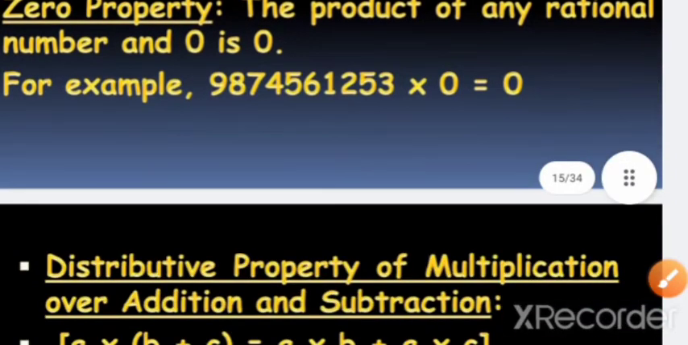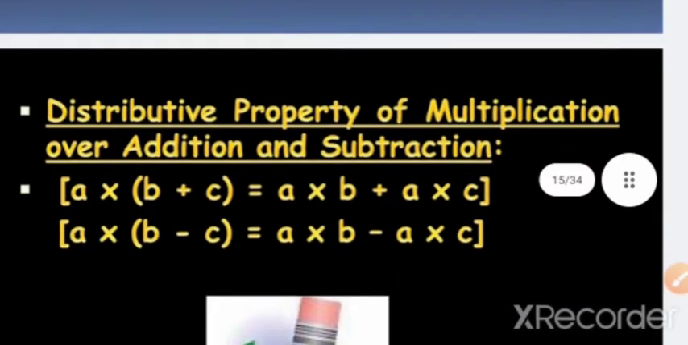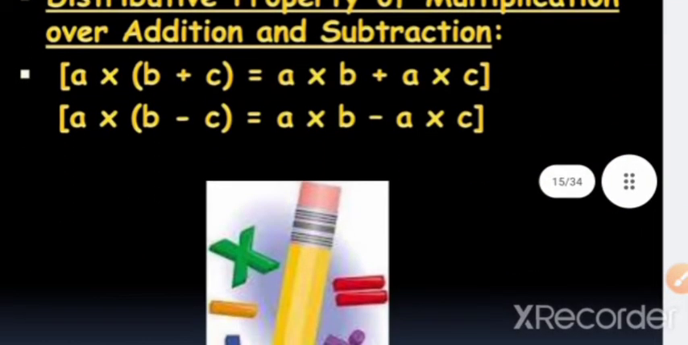Next one is the distributive property of multiplication over addition and subtraction. So it's the distributive property.